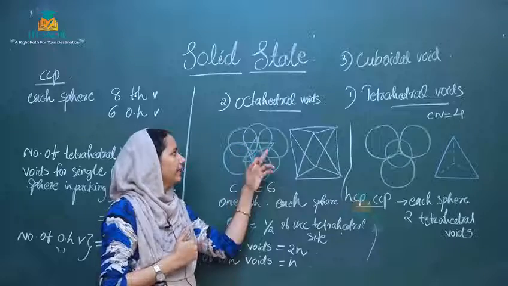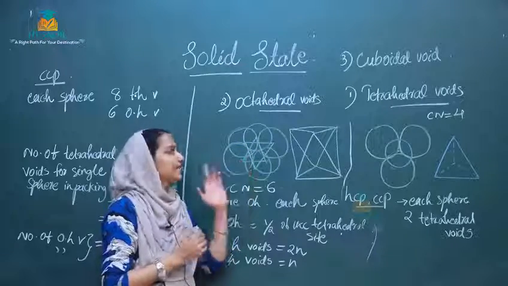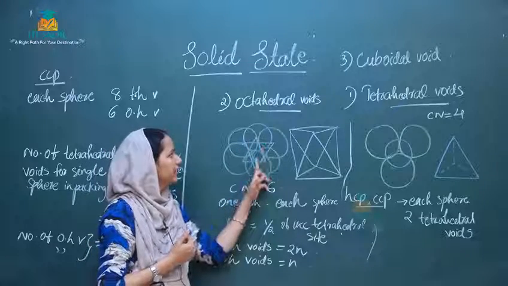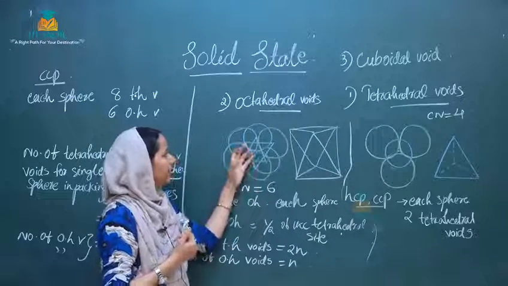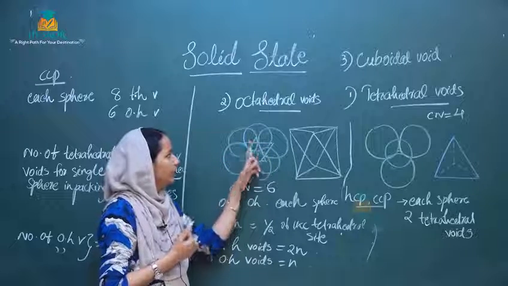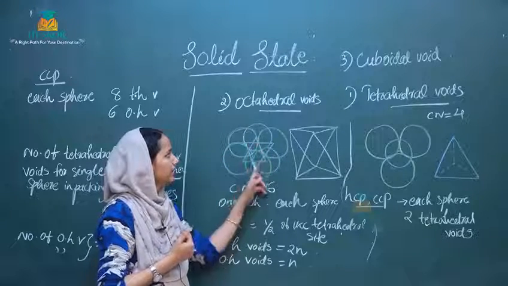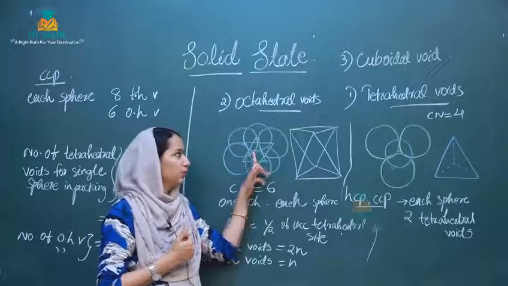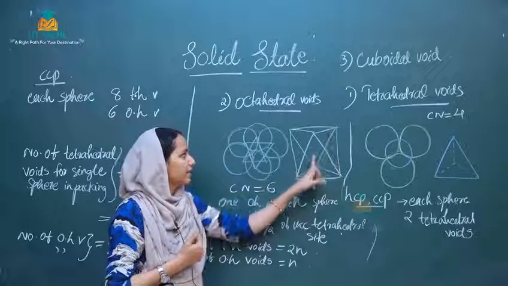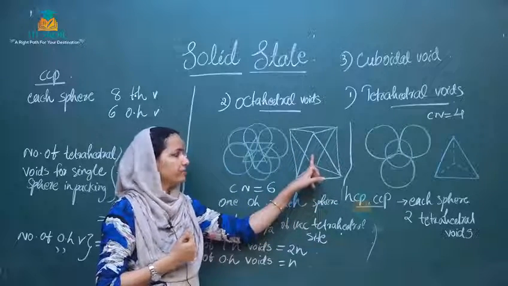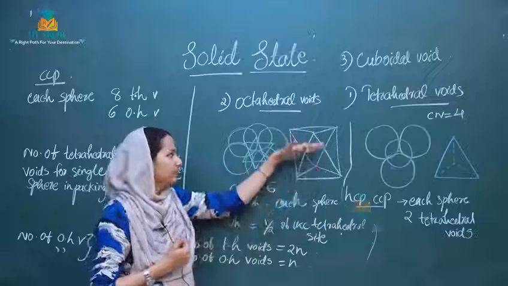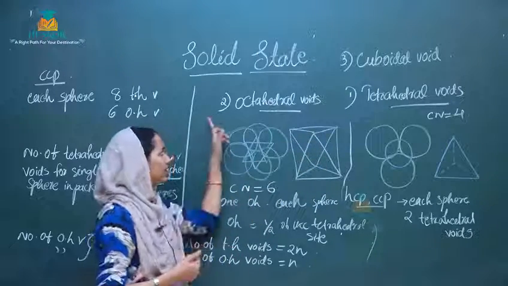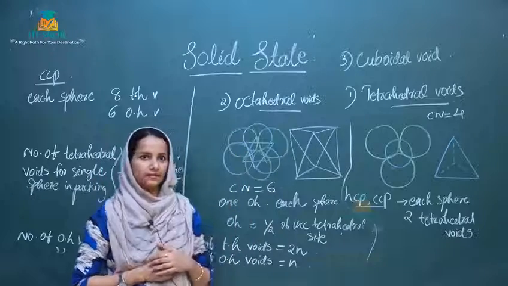That comes in between the area of 6 spheres, that is 3 spheres in the base layer and 3 spheres in the upper layer. You will get 2 equilateral triangles intersecting each other, and in between them you can see the combination of two voids. Redrawing those 2 equilateral triangles, the void formed in between has the shape of an octahedron. That is why this type of void is called an octahedral void.